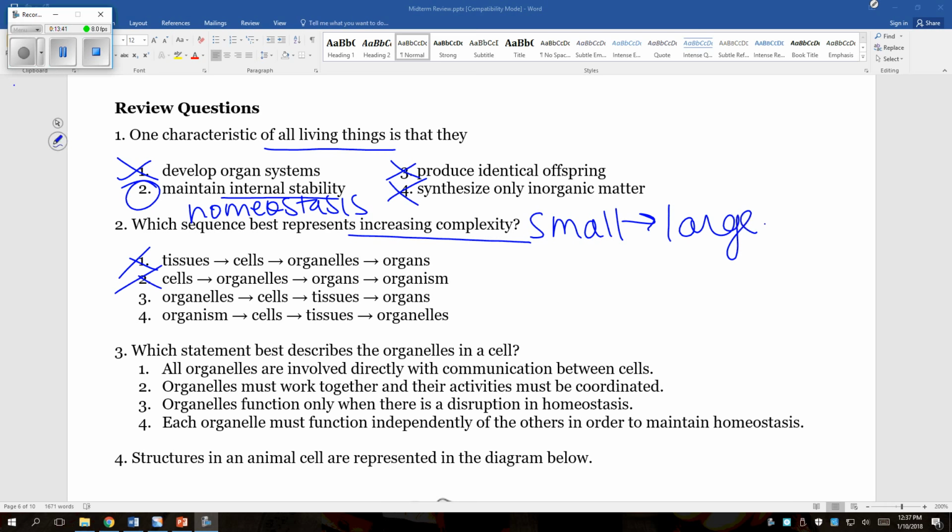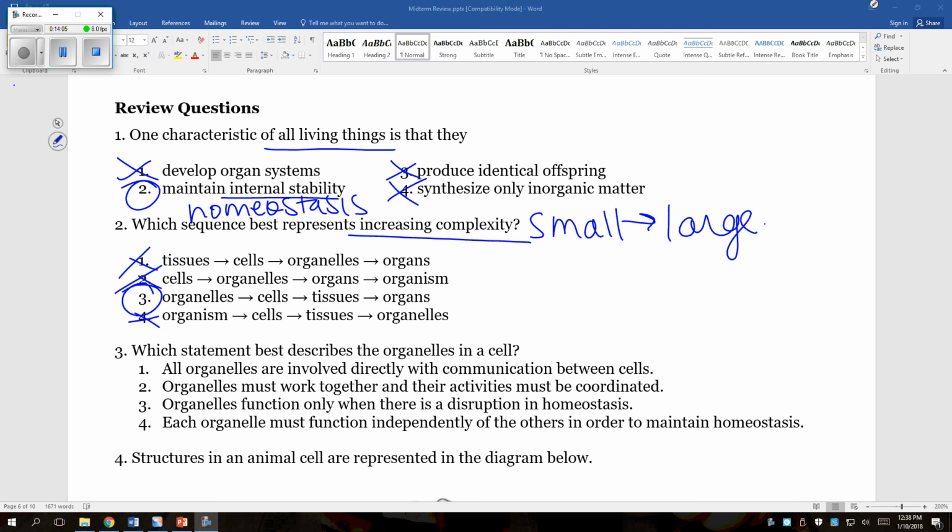Number 3 says organelles, cells, tissues, and organs. Organelles are the smallest, and then cells are made up of organelles. Tissues are really just groups of cells, and then organs are groups of tissues. So that sounds like a good one. Number 4 says organism, cells, tissues, organelles. Organism is the most complex there, so that's definitely not the correct answer. The best answer choice there is going to be 3.